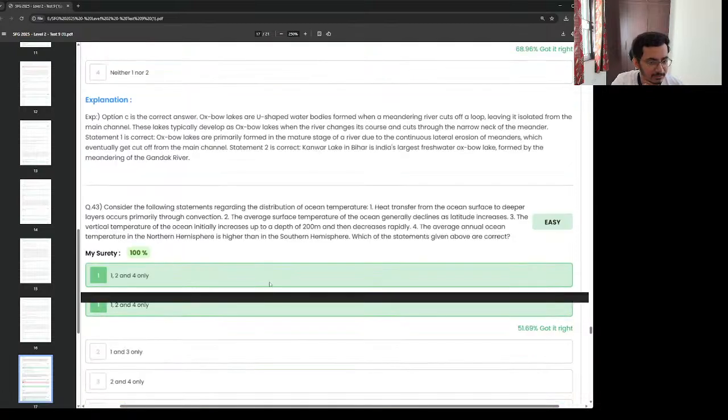Then consider the following statements regarding ocean temperature. Heat transfer from ocean surface to deeper layers is primarily through convection. Does it occur? Yeah, it does. With rise of temperature, the density declines. As gravity increases, yeah, it generally declines, right? Then vertical temperature of the ocean initially increases up to a depth of 200 meters and then it decreases rapidly. I think that is incorrect. It just goes on decreasing. There is a thermocline and then there is just 1 degree, a completely dead ocean.